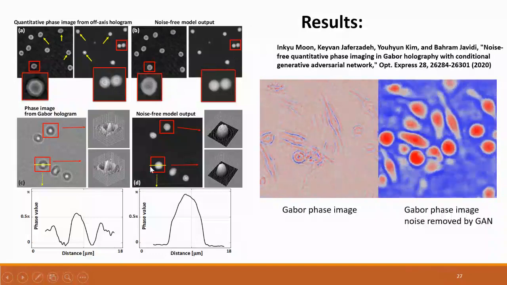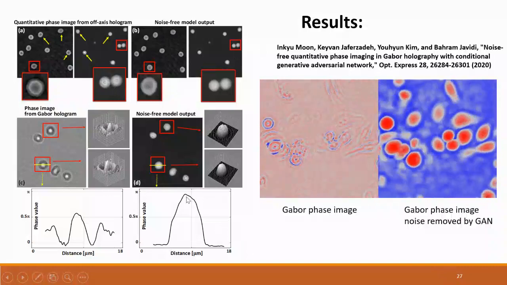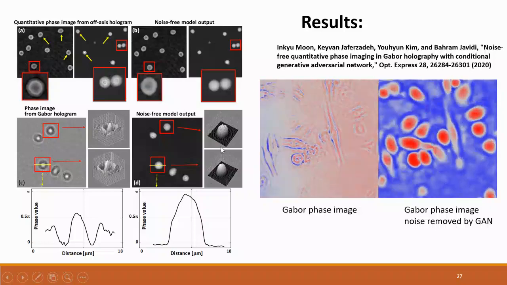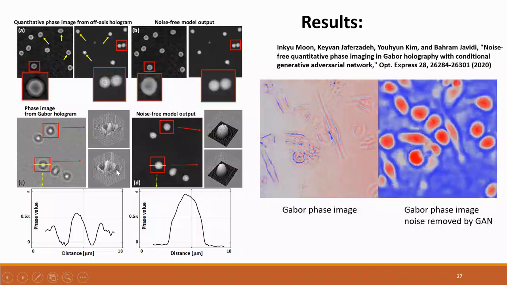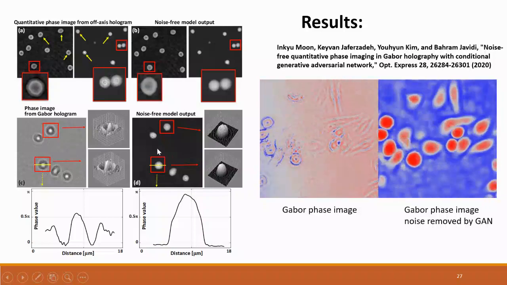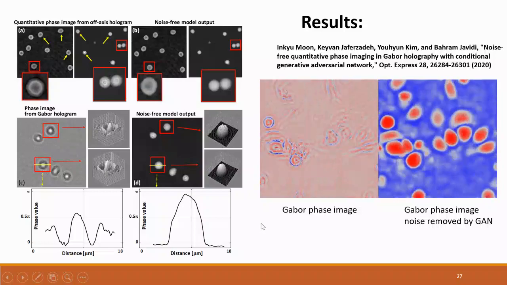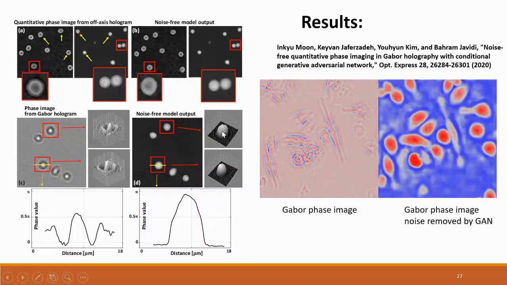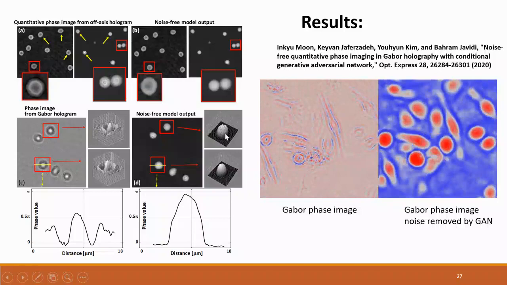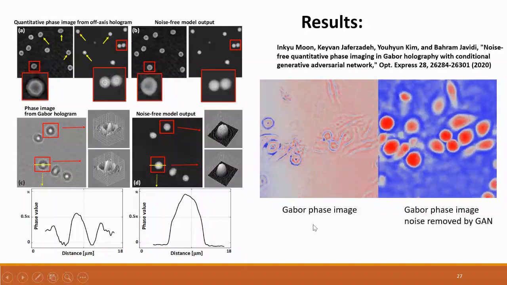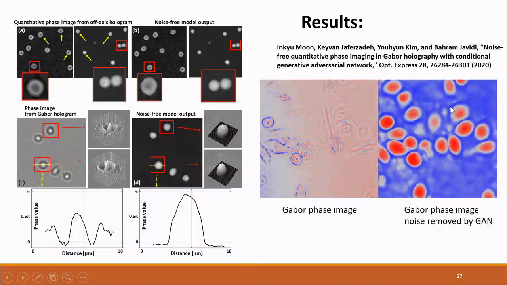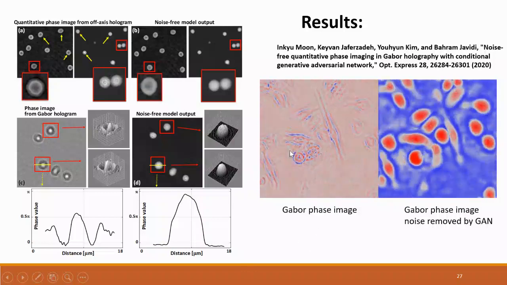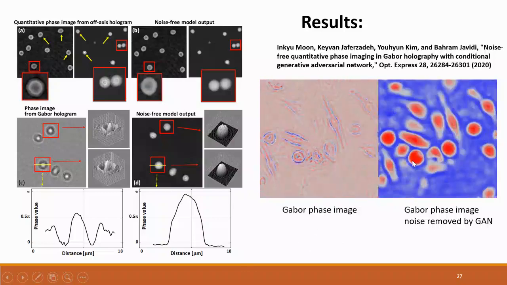And there was something interesting we found out. We trained this model with two types of red blood cell and two types of cancer cell, but it was also possible to see cancer cells which were not used in training. For example, we used skin and lung cancer cells, but we were able to recover a bladder cancer cell with this model. And here on the right side, we see this Gabor phase image, which has the noise removed by the GAN model. As you can see, there is a lot of noise here, and there is not so much noise here.